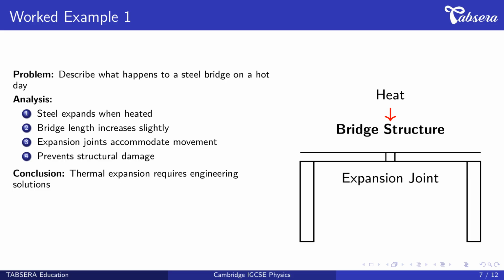Even small temperature changes cause measurable expansion over long distances. Third, expansion joints accommodate movement. Engineers design gaps that allow expansion without damage. Fourth, this prevents structural damage. Without expansion joints, the bridge could buckle or crack.